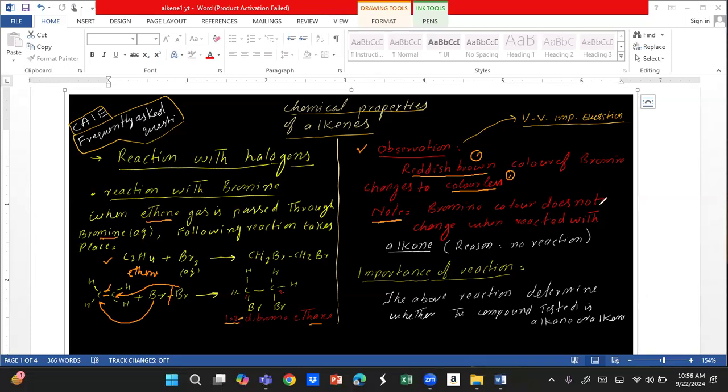Bromine color does not change when reacted with alkanes, because this reaction is carried out at RTP, room temperature and pressure, not UV light. So in UV light, definitely alkanes do react with bromine, but at RTP, alkanes don't react with bromine. So this test to differentiate between saturated and unsaturated organic compounds is only carried out at room temperature and pressure.